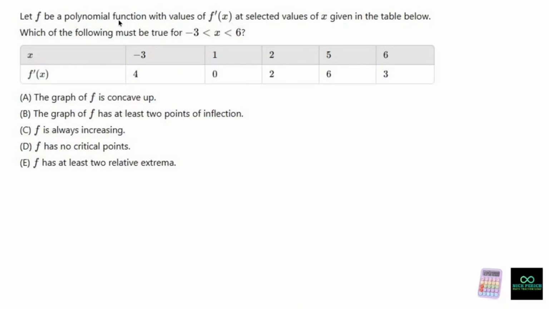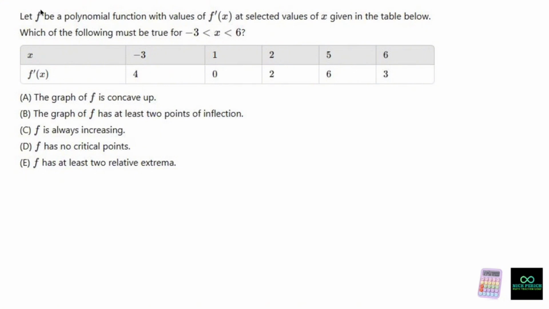Let f be a polynomial function with values of f prime of x at selected values of x given in the table below. Which of the following must be true for -3 to 6 for our x values? So we have -3 to 6. We have a bunch of coordinates given to us. All right, now this is f prime of x.